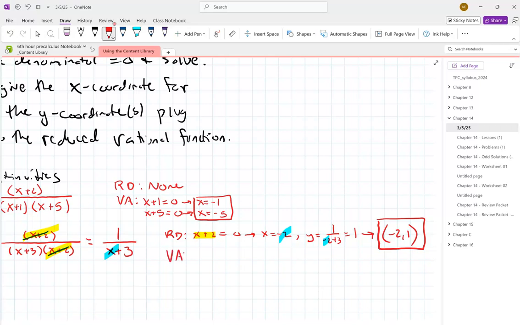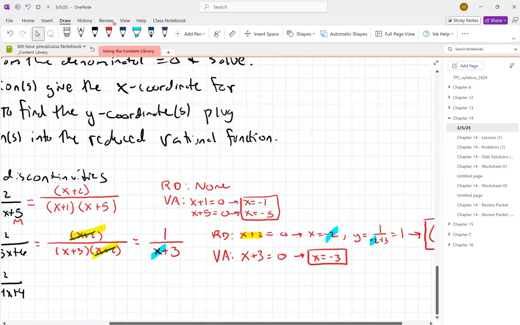Now for vertical asymptotes, in my reduced rational function, I still have the x plus 3 down there. So I still set that equal to 0 and solve, and that gives me a vertical asymptote at x equals -3. So I can have removable discontinuities and vertical asymptotes at the same time. That's fine. Everybody feel good? Okay.